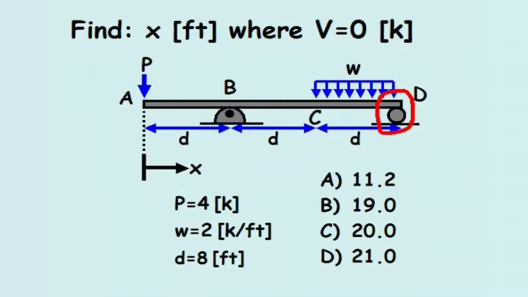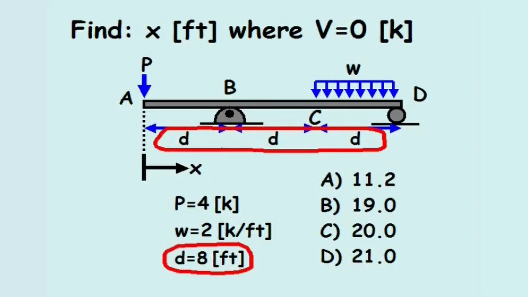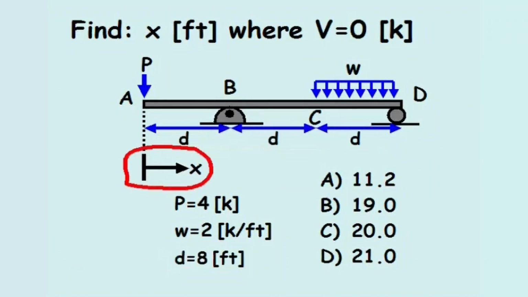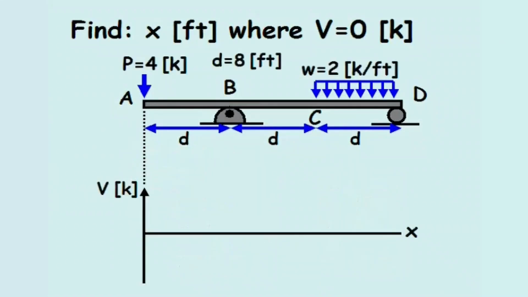Lengths AB, BC, and CD are spaced 8 feet apart, and the length x begins at point A and increases in the direction of joint D. To find where the shear in the beam equals 0, we can sketch out the shear profile of the beam. To do so, we first need to calculate the vertical reaction forces at joints B and D.